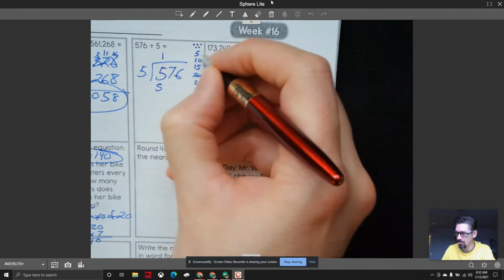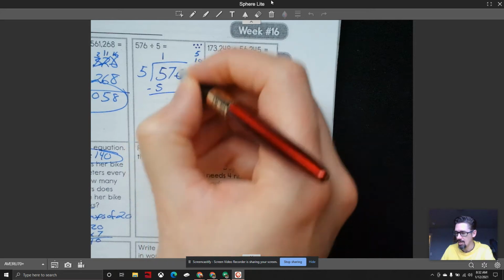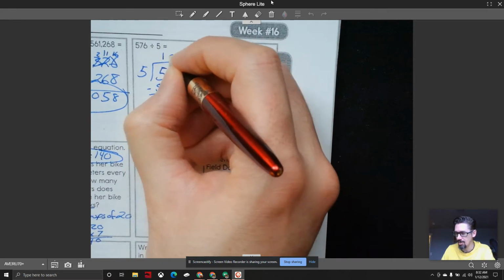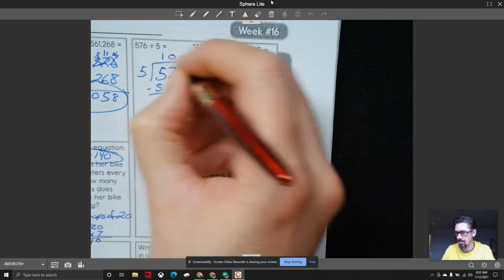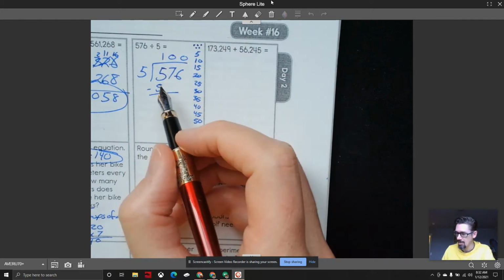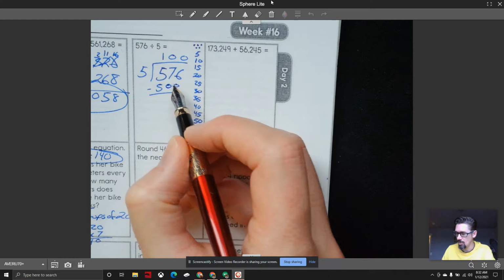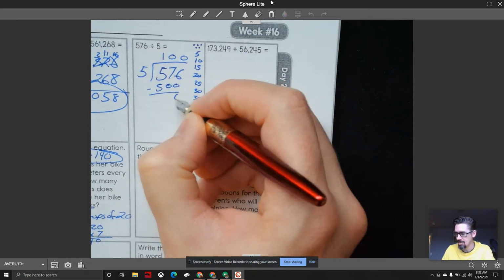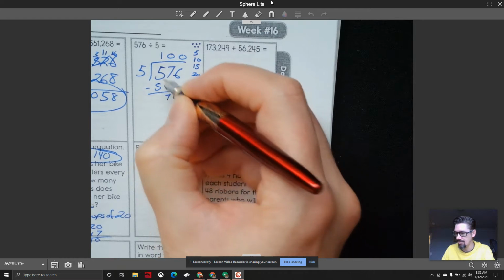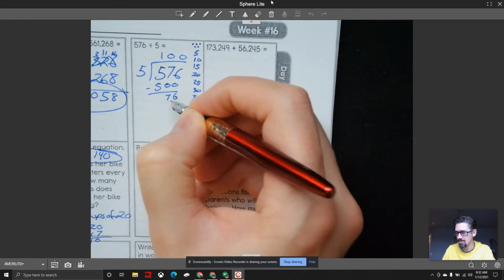I already know that that multiple was 5, and I take that away. Now, because this was in the hundreds place value, I have to put 0 in the tens and 0 in the ones for this partial quotient. Same for down here as well. Then I do just the regular subtraction here. So 6 minus 0 is 6, 7 minus 0 is 7, 5 minus 5 is 0. So I just have a 76 here.